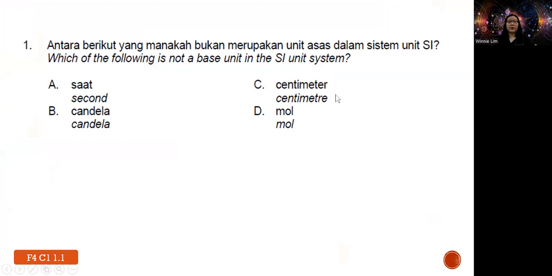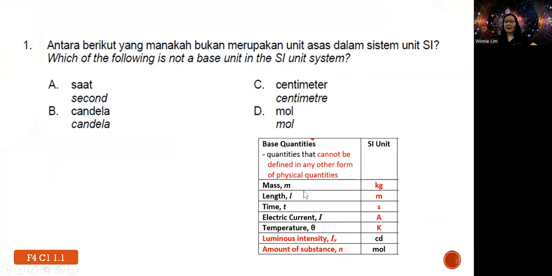As you all know, physical quantities can be classified as base quantities and derived quantities. There are 7 base quantities, which are mass, length, time, electric current, temperature, luminous intensity, and amount of substance. Their respective SI units are: mass is kilogram, length is meter, time is second, current is ampere, temperature is Kelvin, luminous intensity is candela, while amount of substance is mole.